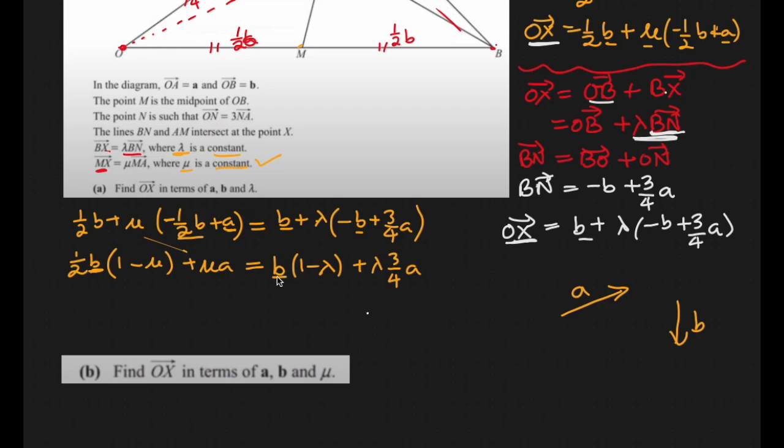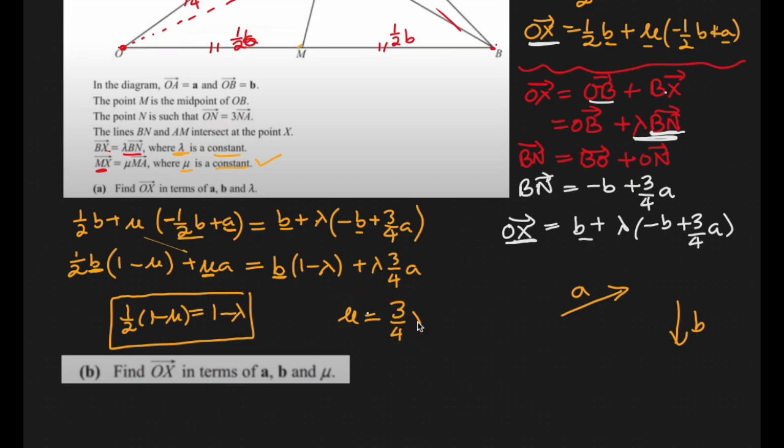So what is the coefficient of B on this side? 1 minus lambda. What is the coefficient of B on this side? Half, 1 minus lambda. Not 1 minus lambda, it's 1 minus mu. Alright? This is one equation. Second equation, if I compare the coefficients of A, mu is on one side and 3/4 of lambda is on the other side. And these become our two simultaneous equations.